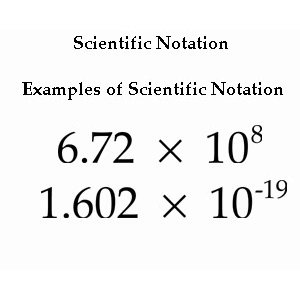A couple examples of scientific notation are 6.72 times 10 to the 8th. So 6.72 is between 1 and 10, and 8 is an integer. Another one that you'll be familiar with later on when we get to electricity is 1.602 times 10 to the -19th. So 1.602 is between 1 and 10, and -19 is an integer.